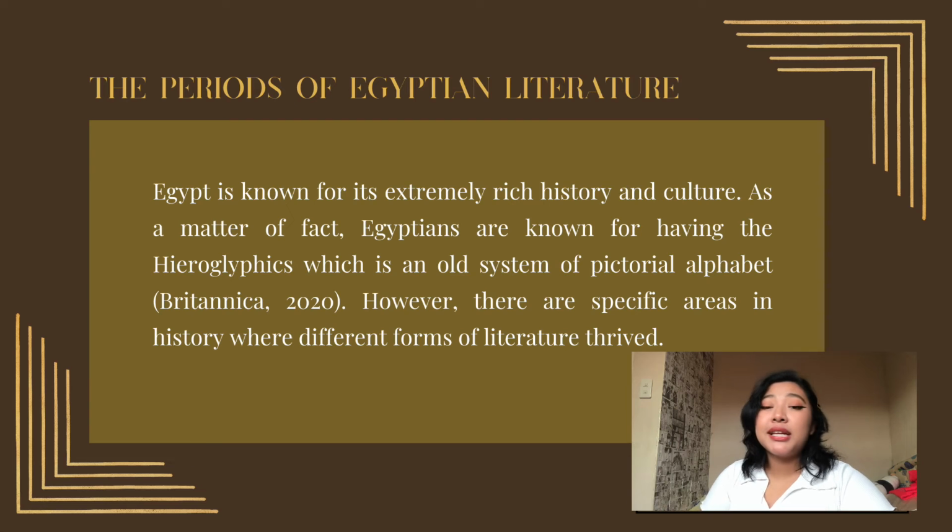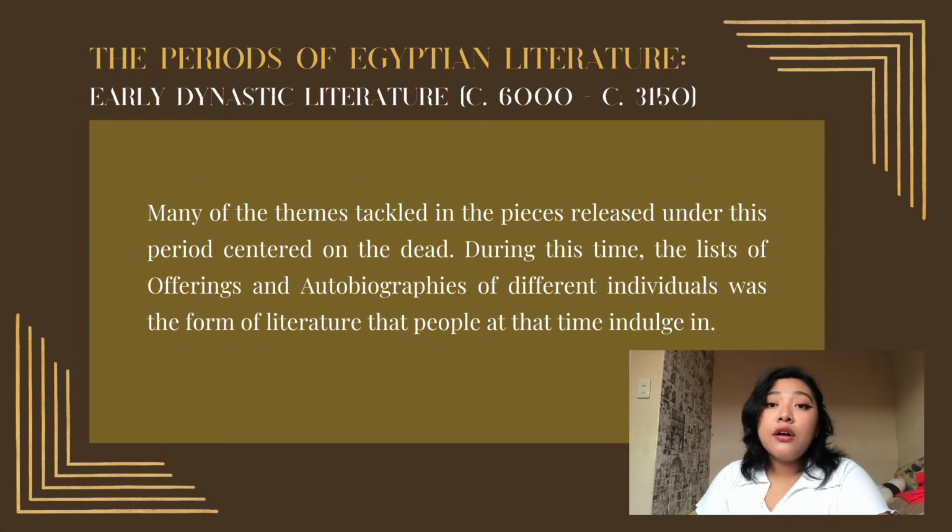Egypt is known for its extremely rich history and culture. As a matter of fact, Egyptians are known for having hieroglyphics, which is an old system of pictorial alphabet. However, there are specific areas in history where different forms of literature thrived in the country of Egypt. First, within the periods of Egyptian literature is the early dynastic literature, which occurred in 6000 to 3150 BCE.